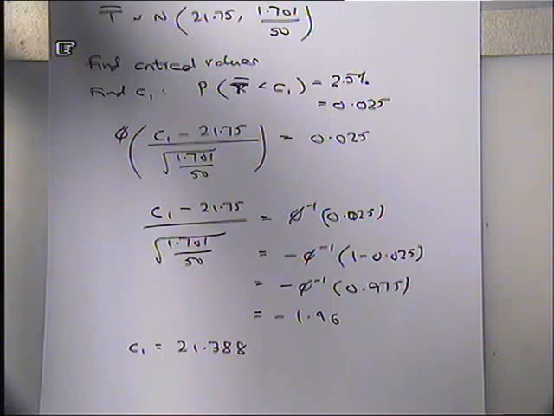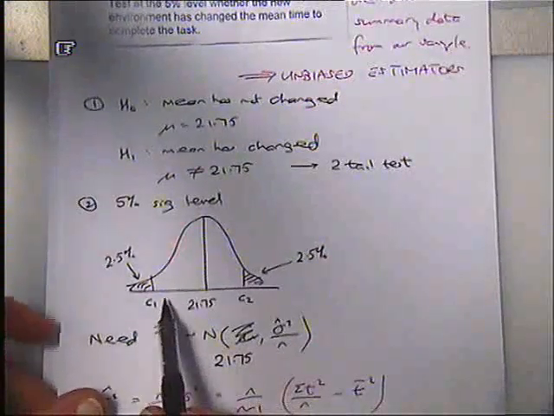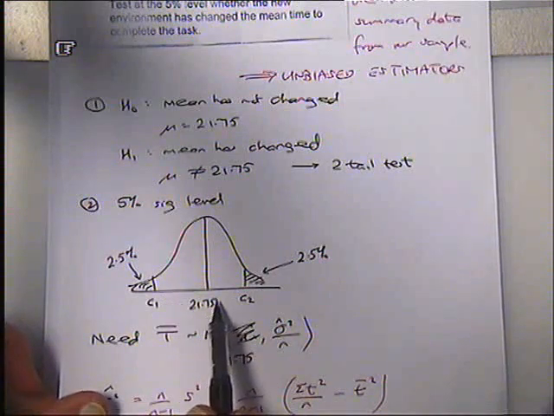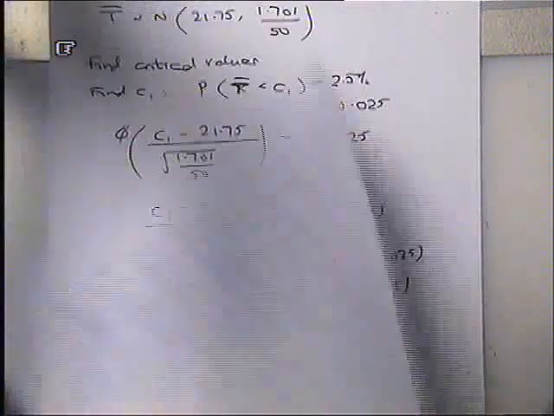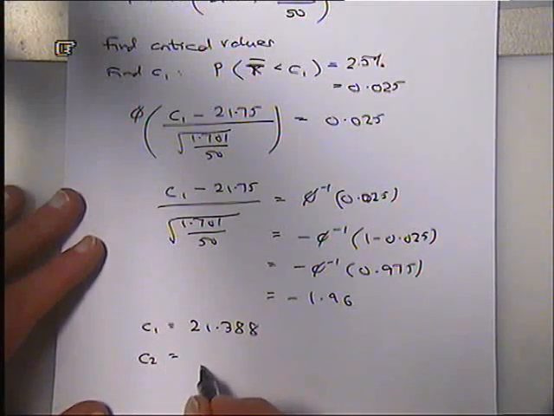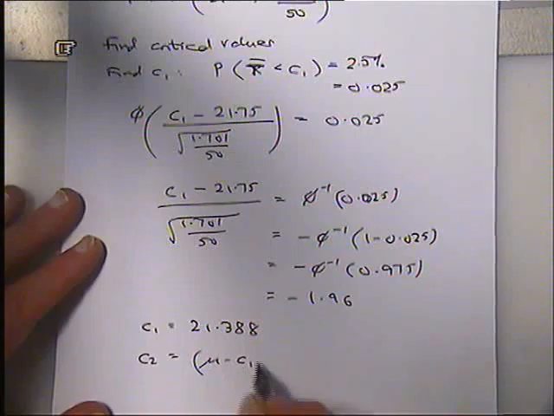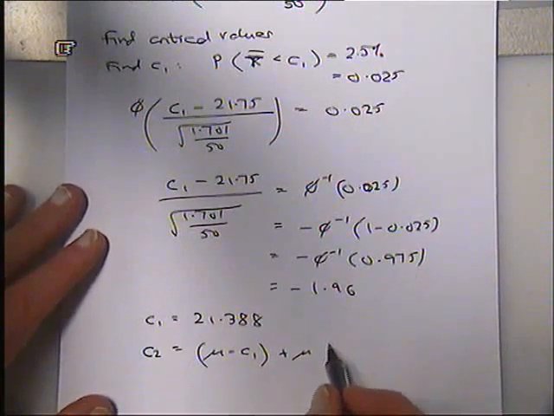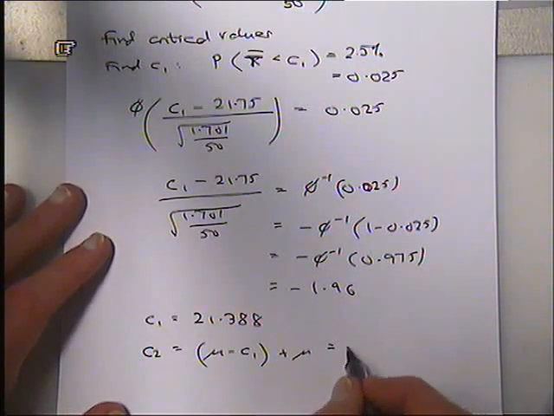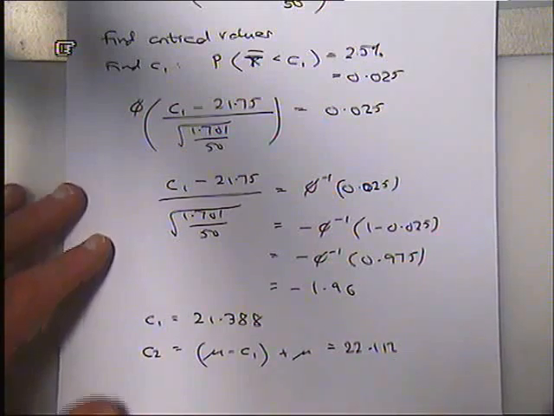If I just go back a minute to the diagram, basically if you work out what that gap is there, the distance between those two, and add it onto the mean, we'll get C2. So C2 is equal to mu plus the gap, mu minus C1, added on to mu. And if you work that out, you will get C2 as well. 22.112.